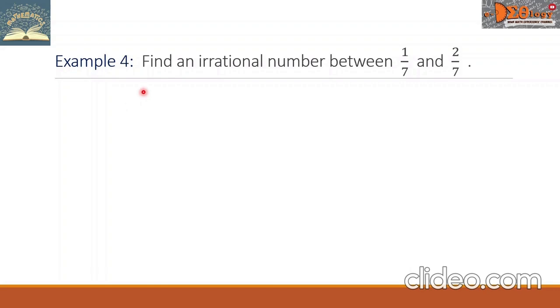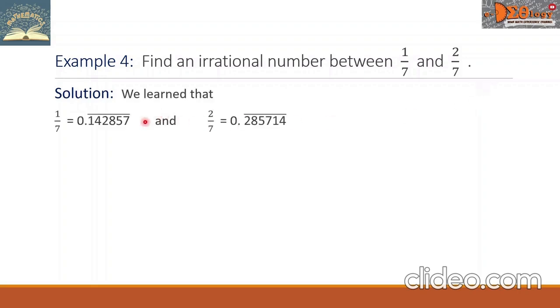Example 4. Find an irrational number between 1 over 7 and 2 over 7. Note that these two are fractions and they are rational numbers. So we're going to find an irrational number between these two numbers.